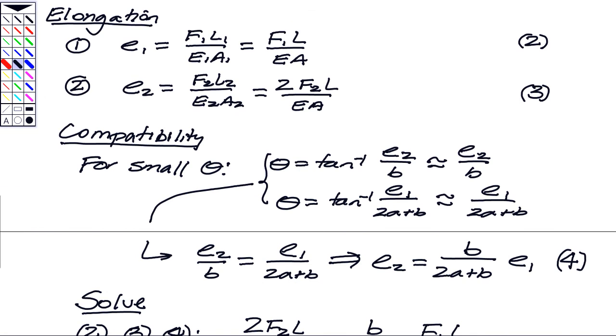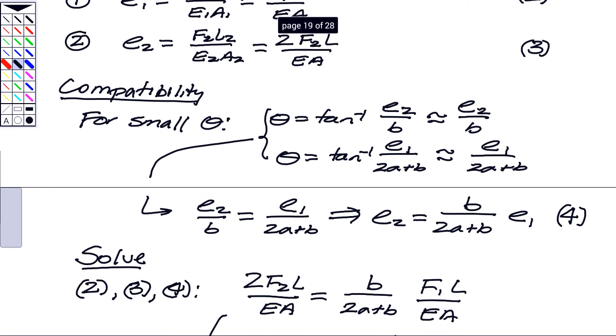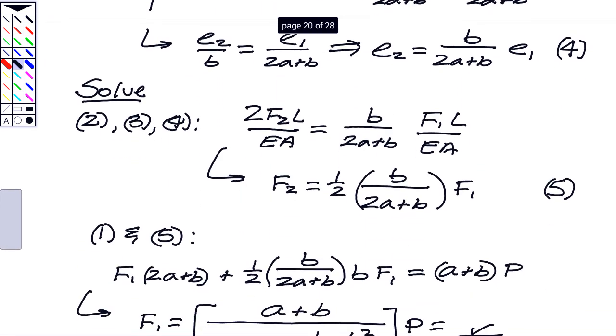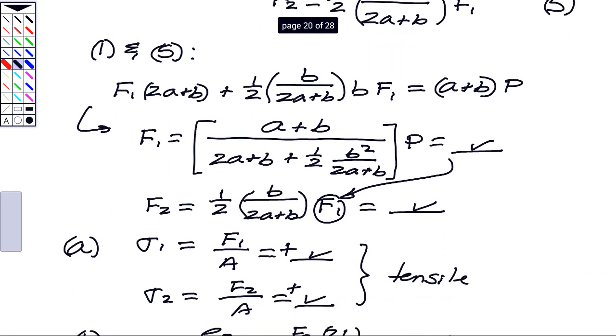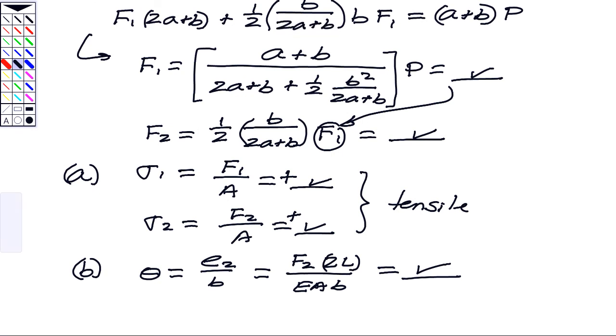What's the relationship between elongations 1 and 2? And that compatibility came from looking at the rigid rotation of the bar. At that point, we had 4 equations and 4 unknowns, and we solve for the loads, and from the loads we get the stresses, and then from the elongation we can get the rotation.